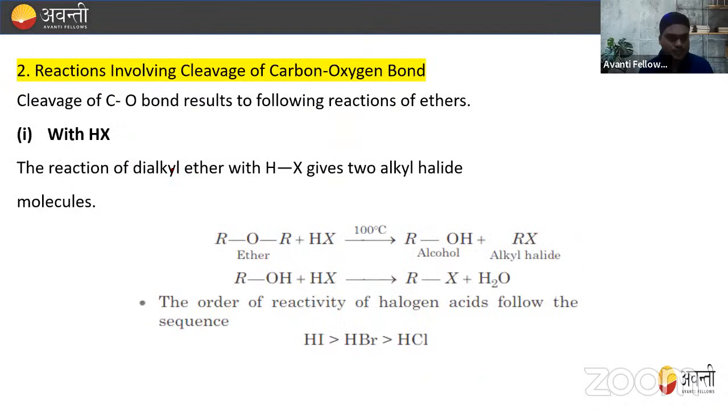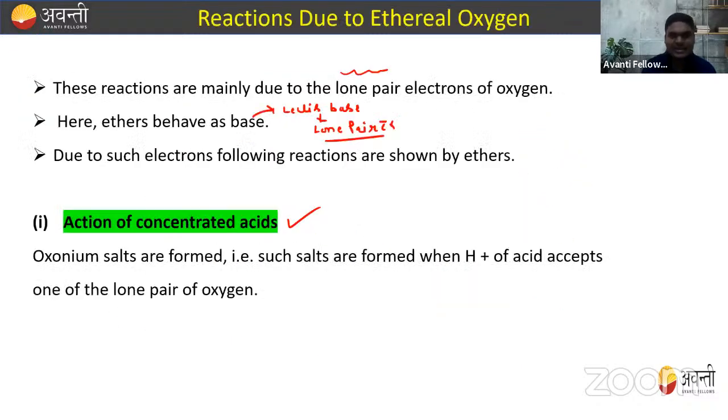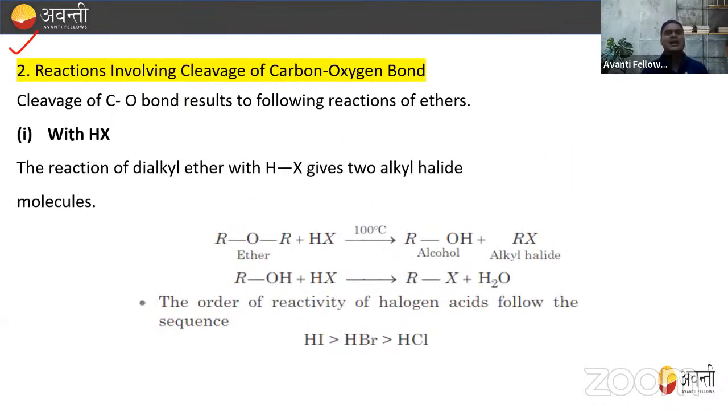Now, the second reaction is the reaction involving cleavage of the carbon oxygen bond. So the first two reactions are due to the ethereal oxygen, and now we are going to see the reactions involving the cleavage of the carbon oxygen bond. Cleavage of the carbon oxygen bond results in the following reactions of ether, like with HX, like HCl, HI. The reaction of dialkyl ether with HX gives two alkyl halide molecules.